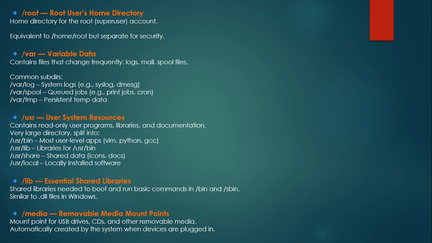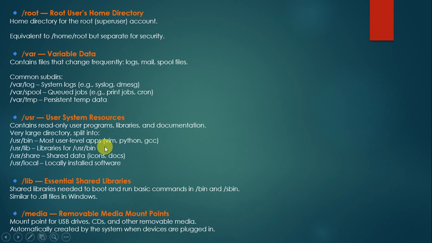Now comes the lib folder. This lib folder contains all the system-related libraries. All the system-related libraries are inside this lib folder. Now come to media. It contains automatically mounted USB or CD files. All these files are inside this media.